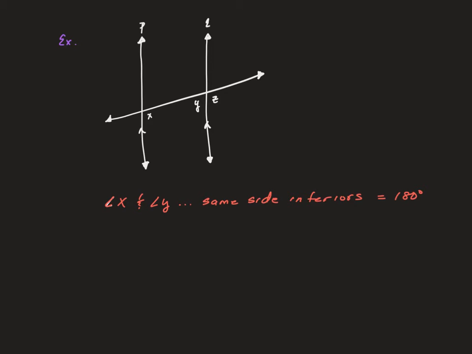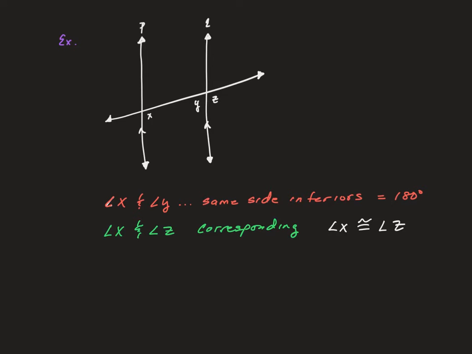I should also be able to see that angle X and angle Z are corresponding angles. And if they are corresponding angles in this situation, we know that angle X is going to be congruent to angle Z. Corresponding angles are congruent in this situation.